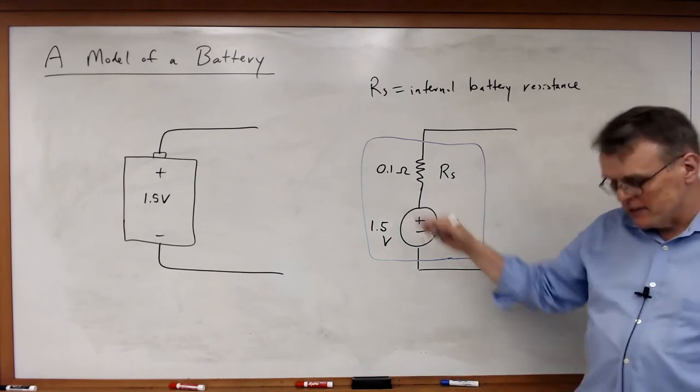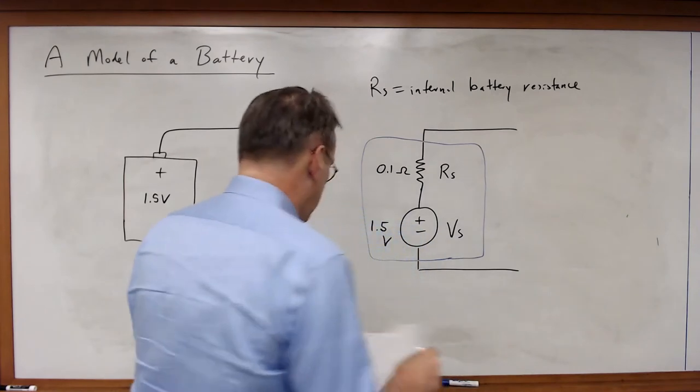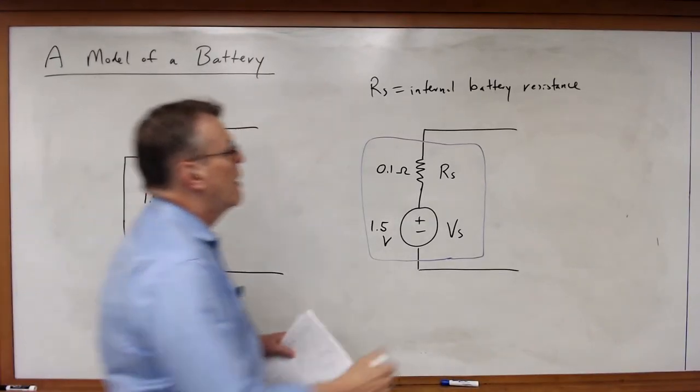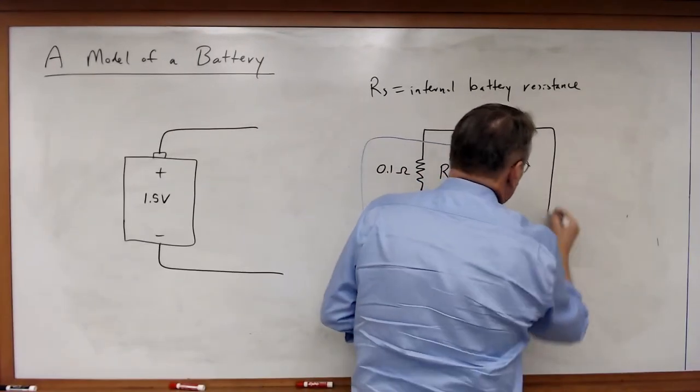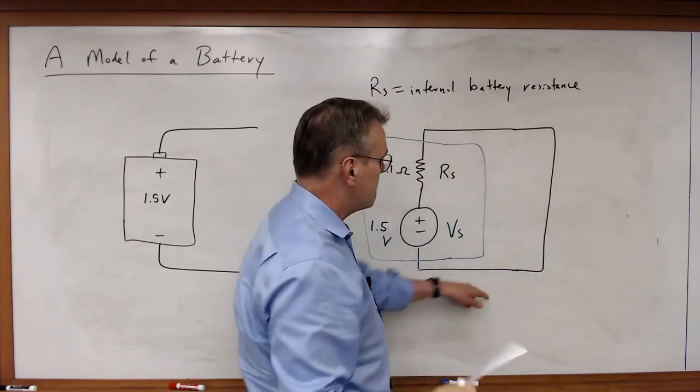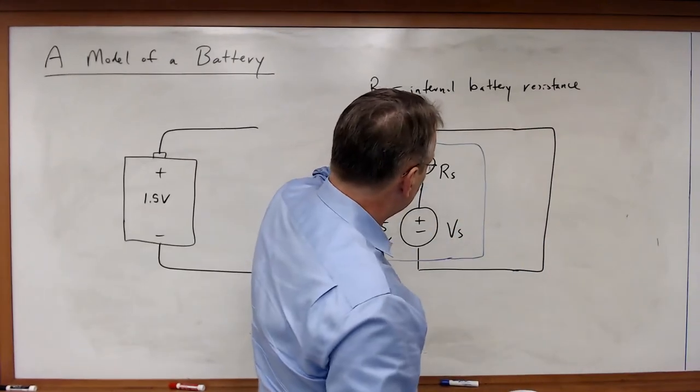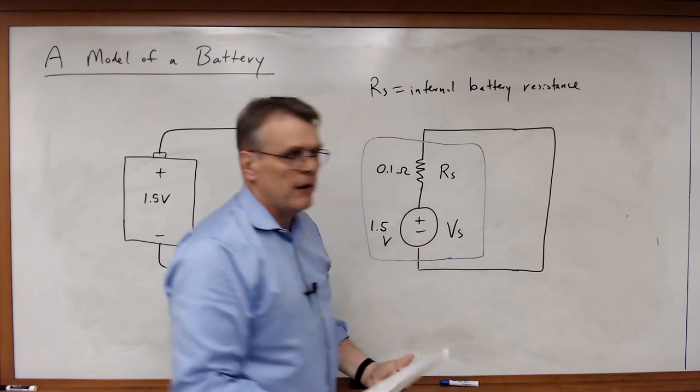So we're going to take this, and we're going to do something. We're going to short this battery together. I'm going to take a perfect wire and connect this terminal to that terminal of the battery.